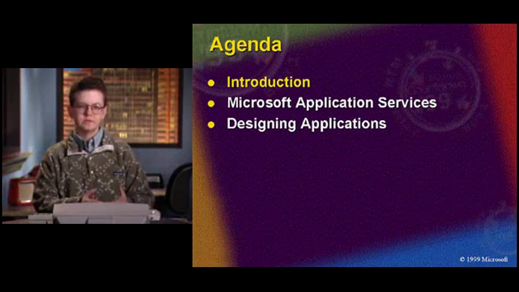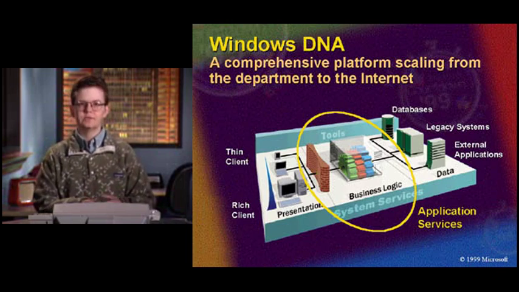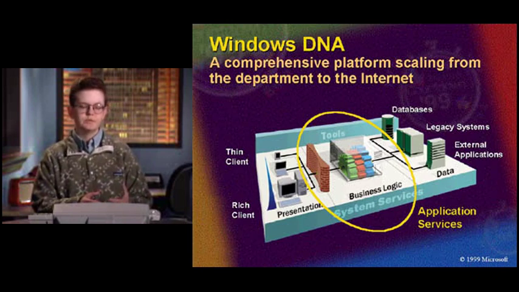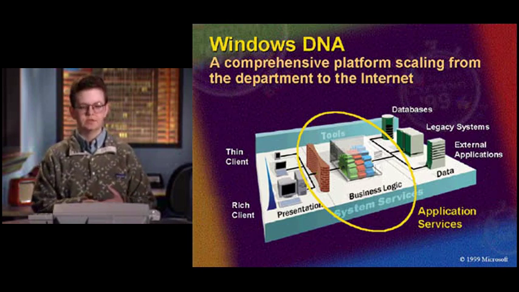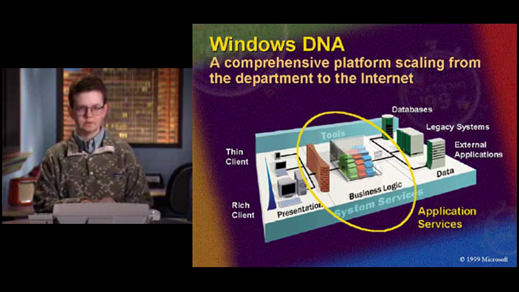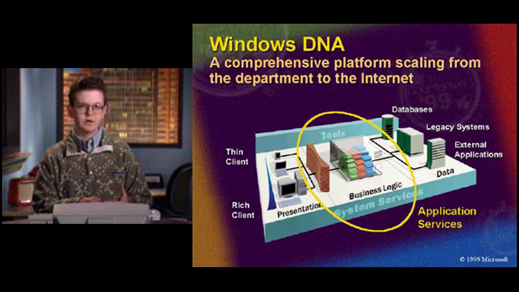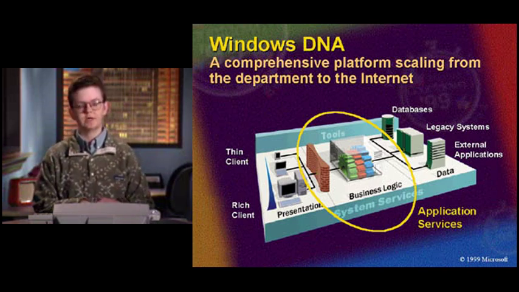So the first thing I want to give some background on is what is Windows DNA? It's our three-tier architecture that helps you build distributed applications. It goes from presentation through business logic and onto the data services layer. This gives us a framework for thinking about how to build applications and how Microsoft technologies fit into them.